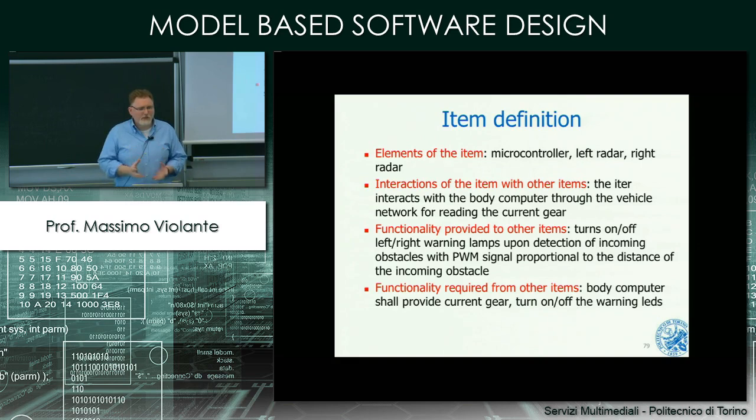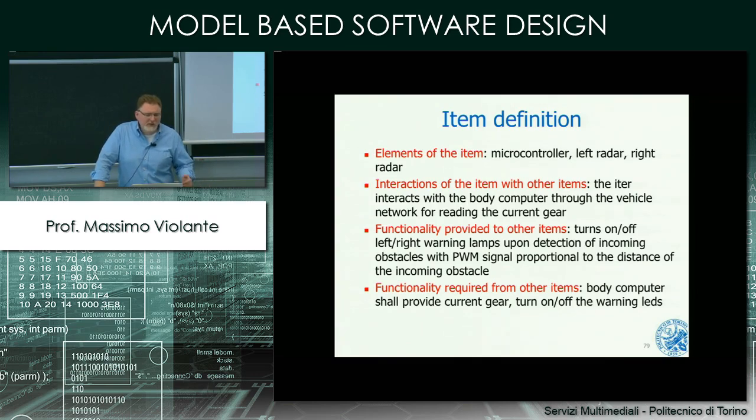And once you define this perimeter, all the rest that you have to do is analyzing the hazard that could happen on those elements of the item in the different driving scenarios that are worth of being considered. Then, which are the interactions that we have? Well, we have for sure an interaction with the element inside the car that is responsible for providing the current gear.